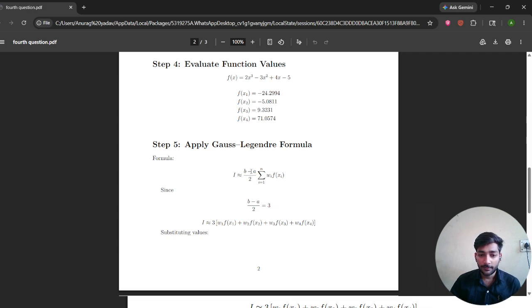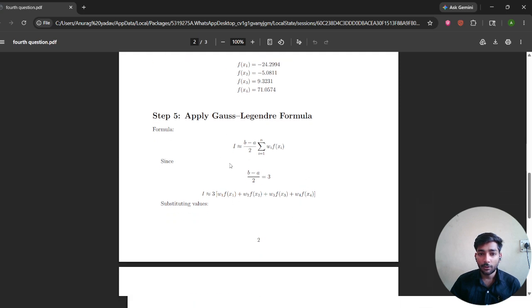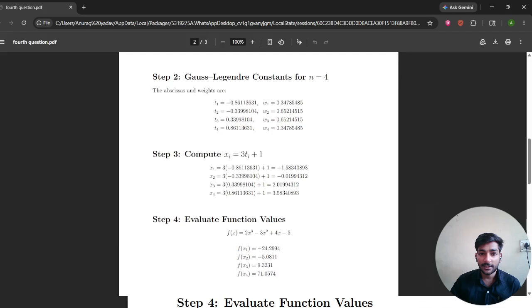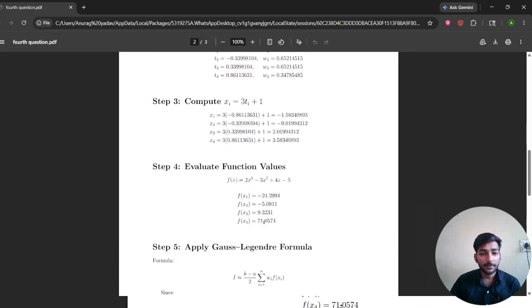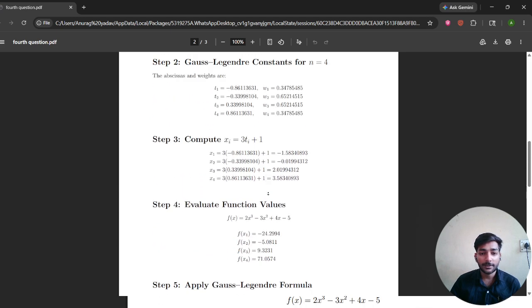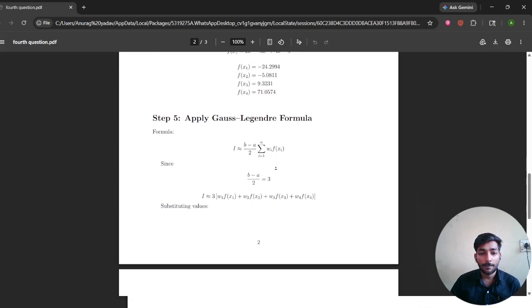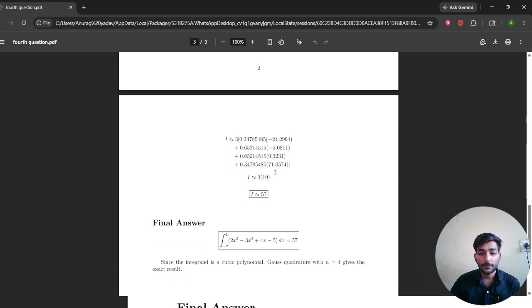Then (b - a)/2 has the value 3. So we put it here and expand: w1 f(x1) + w2 f(x2) + w3 f(x3) + w4 f(x4). After this, we substitute the values: w1, w2, w3, and w4 are given, x1, x2, x3, x4 are calculated, and f(x1), f(x2), f(x3), f(x4) are also calculated.